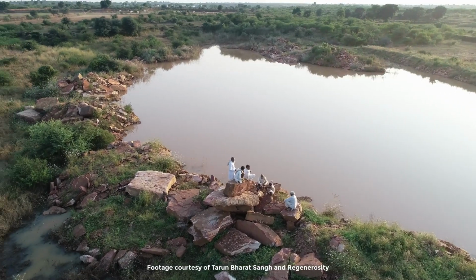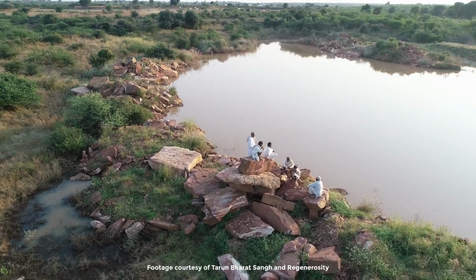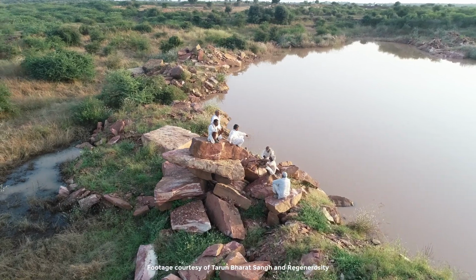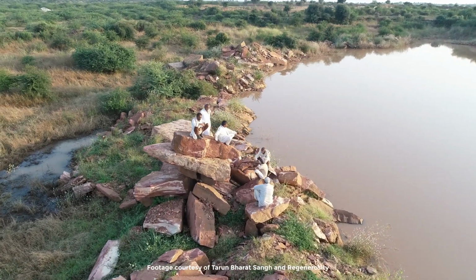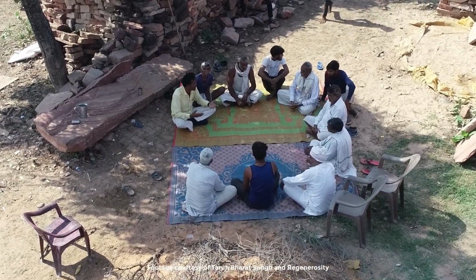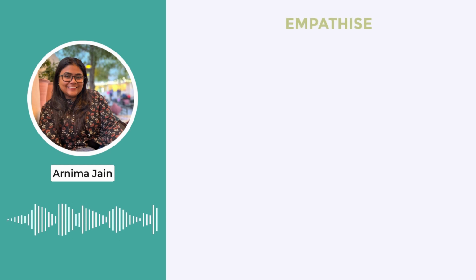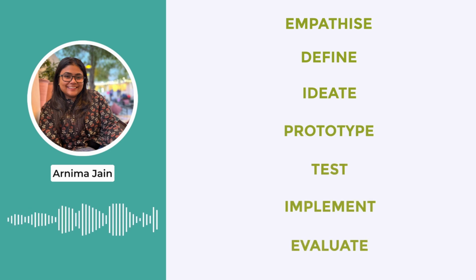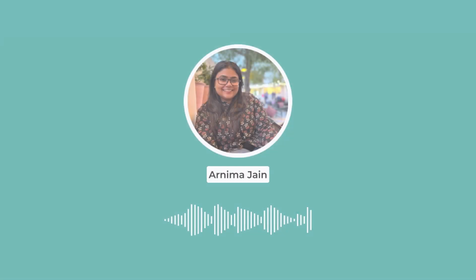So what we did was we applied design thinking as a problem-solving approach for the particular area, Dholpur in Rajasthan. Let me share the key steps which we took for the area. First was empathize, the second was define, ideation, prototyping, testing, implementation, and evaluation. I would like to share a brief about each and every key step which we took.